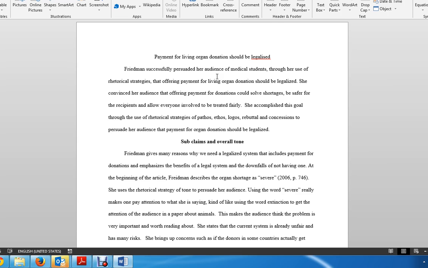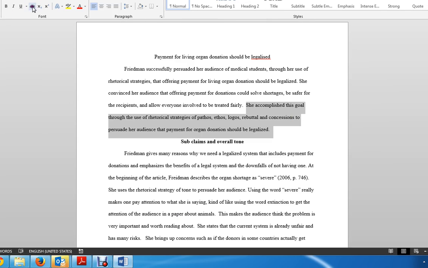Okay, she convinced her audience that offering payment for donations could solve shortages, be safer for the recipients, and allow everyone involved to be treated fairly. When you're giving this list, I prefer that you use what they call the Oxford comma and put that comma in front of the and. She accomplished this goal through the use of rhetorical strategies of pathos. Okay, you don't need this. That is just, we'll find out what she used when we're dealing with that concise writing. You don't need to put that in there.